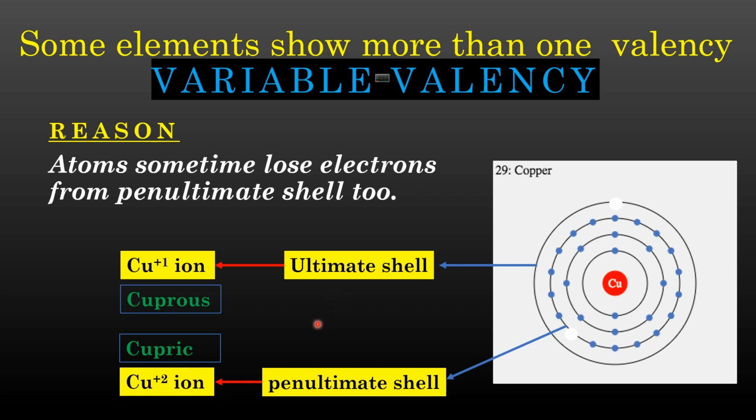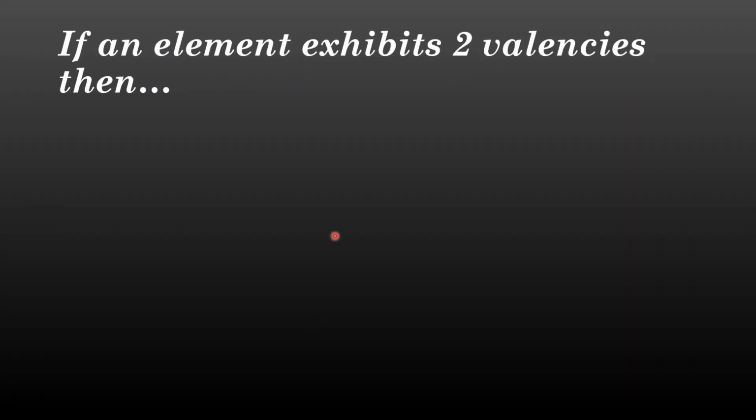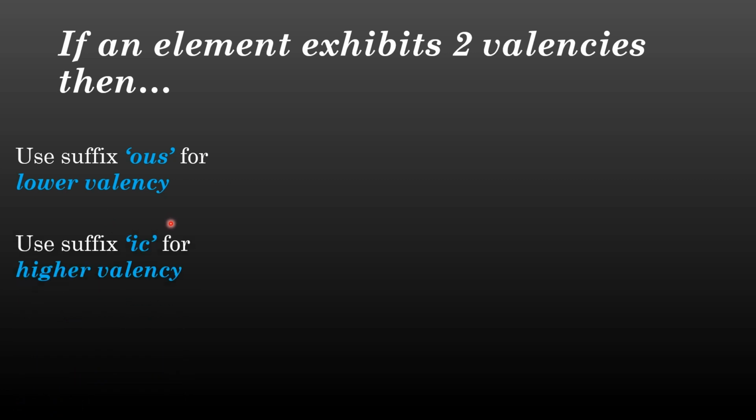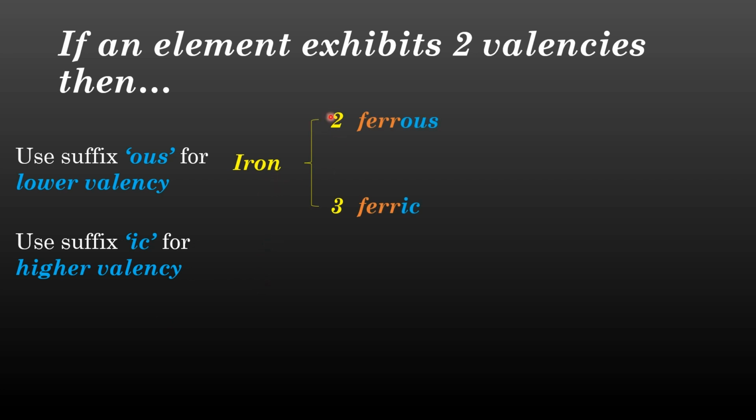Some more examples we'll see. If an element exhibits two valencies, especially, only for metals we are talking here, we use the suffix OUS for the lower valency and the suffix IC for the higher valency. For example, take iron, it has valency 2 and 3. So 2 is the lower valency and 3 is the higher valency. What is the Latin name of iron? Ferrum. So use that word. So ferrous and ferric.